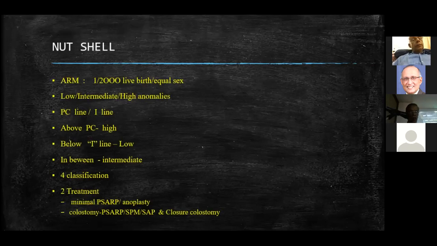And in a nutshell, if you go for an examination and you cannot get time to read everything, this one slide is enough. Because you mention anorectal malformation, its incidence, then classify into low, intermediate and high anomaly. You write about the PC line, I line, and then about the four classifications I mentioned, and two treatments: minimal PSARP or anoplasty, and then the next line of treatment is colostomy, PSARP, pull-through. So this one slide is enough to write a short note.